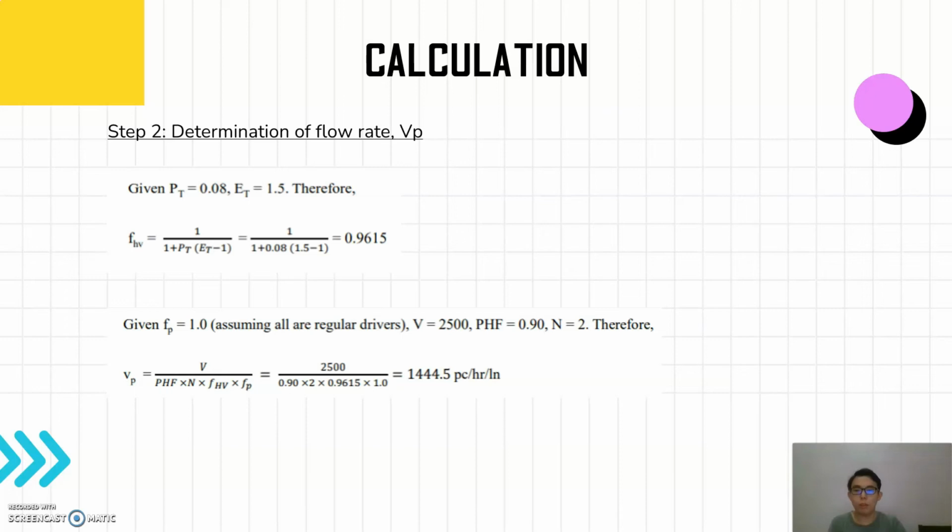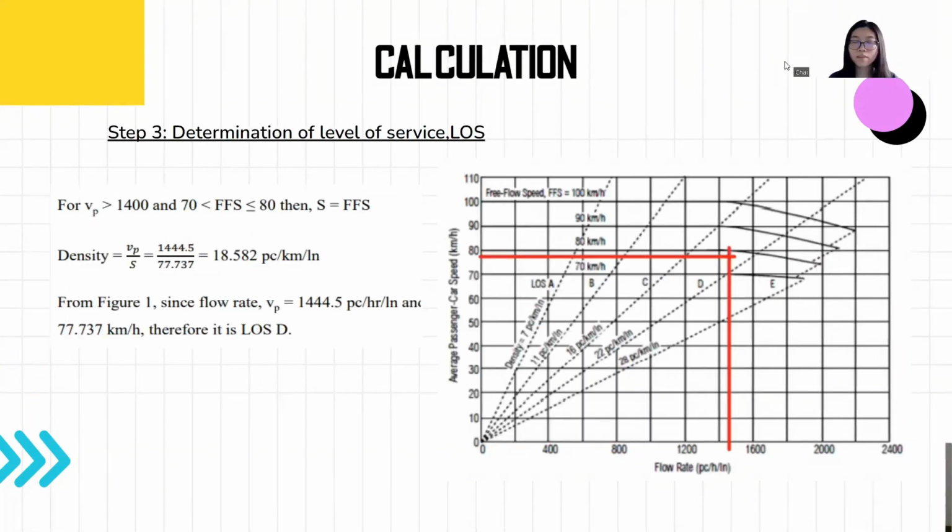So next we have the determination of flow rate Vp, and from the formula we can get the value of PHF equals to 0.9615, and from the formula we can get the value of Vp equals to 1444.5 pc per hour per lane. So that's all for me. Thank you. Hi, my name is Charity, and now I'm going to continue about the part calculation.